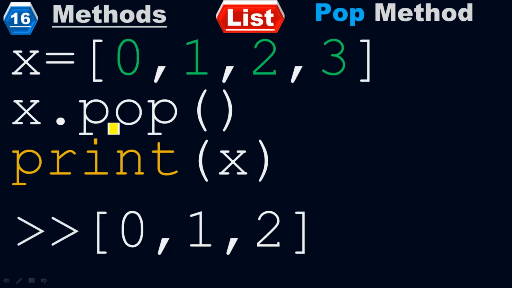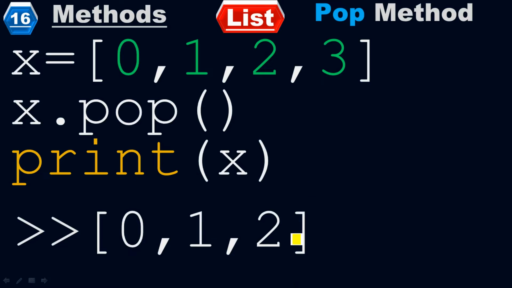Now take the pop function, X dot pop of parentheses. Don't put anything inside the parentheses. Simply put two parentheses in front of the pop and then take the print of X. What is X? X is actually this variable, the identifier. So when you run the program, you will get this list where 3 has been removed.